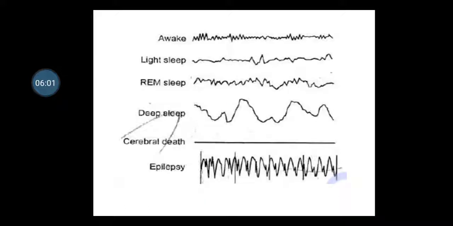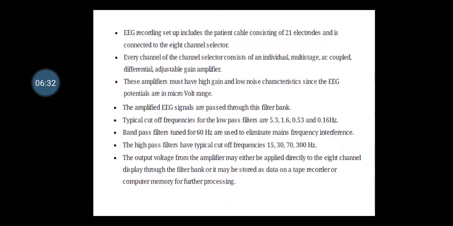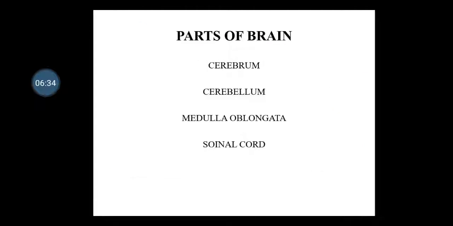Similarly we measure the EEG in awake condition, light sleep and deep sleep conditions, and cerebral death condition and epilepsy. So for different conditions we find the EEG waveform. From this we analyze with the reference waveform, and if there is any malfunction present in our brain, it will be identified through this arrangement. This is known as the EEG 10-20 electrode setup system.